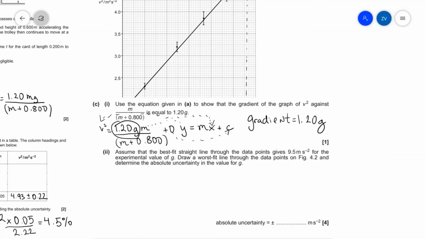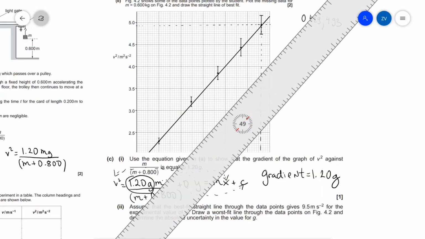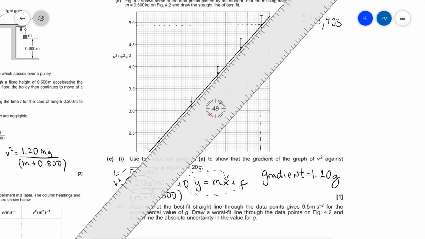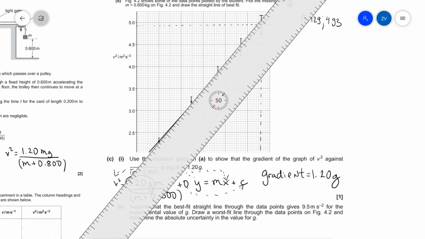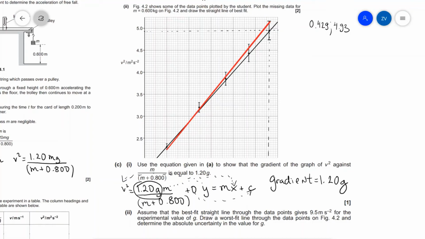C part 2. Assume that the best fit straight line for data points gives 9.5 meters per second squared for the experimental value of g. Draw a worst fit line for the data points on figure 4.2 and determine the absolute uncertainty in the value for g. Okay, well, let's do this. So the first thing we need to do is draw the worst fit line, and if you remember, the way we draw this is we go from the bottom of the bottom error bar to the top of the top error bar. And as you can see, I've just drawn my line of worst fit. So let's figure out its gradient.